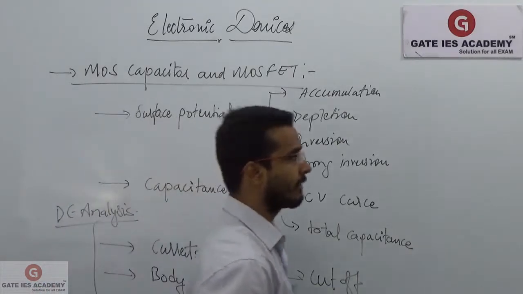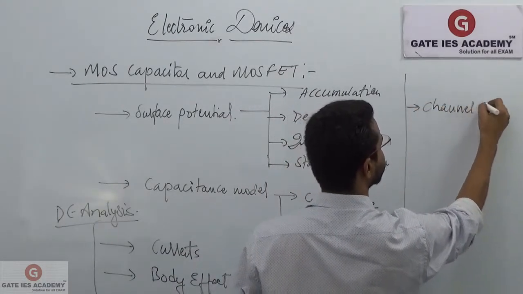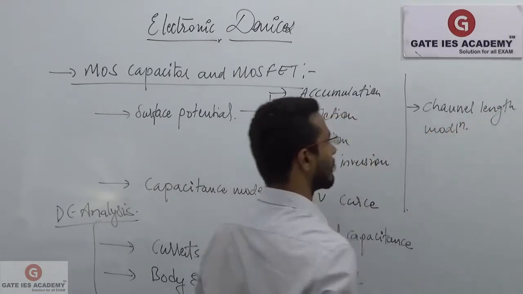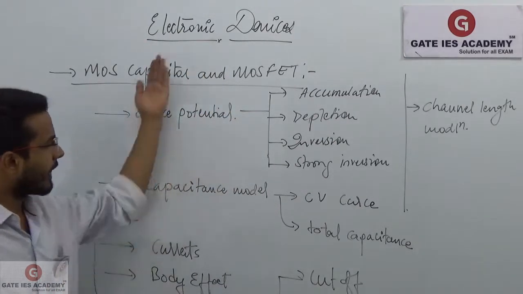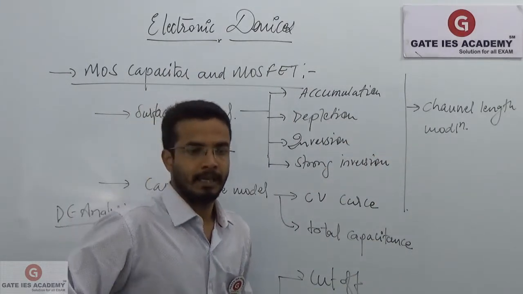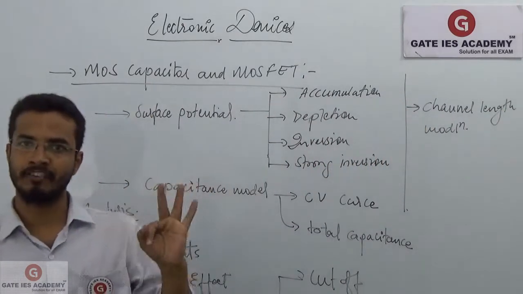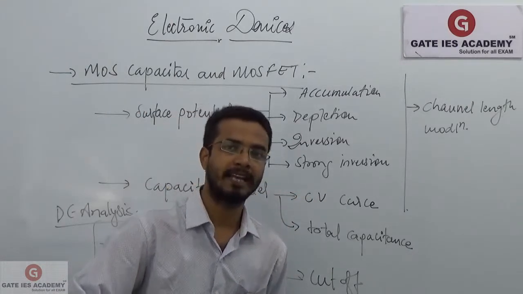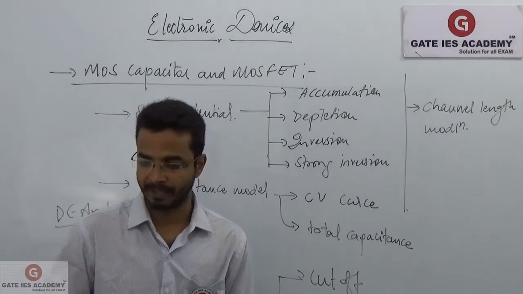Because in the AC analysis, one more important parameter will come, channel length modulation, and we'll discuss those things at that time only. Here again I will provide 20-30% of the time, so it may be that it will be 25. So three topics, 25, 25, 25. One will take about 15, and the remaining 10 you will get from the next topic, which is my VLSI fabrication.